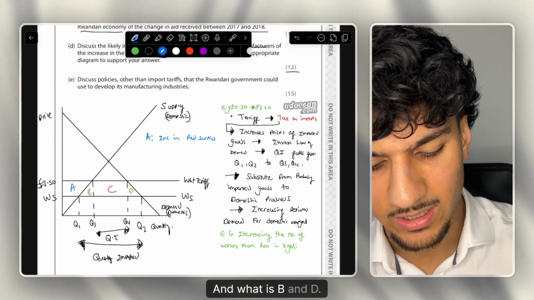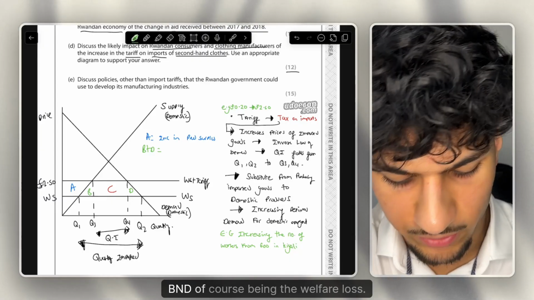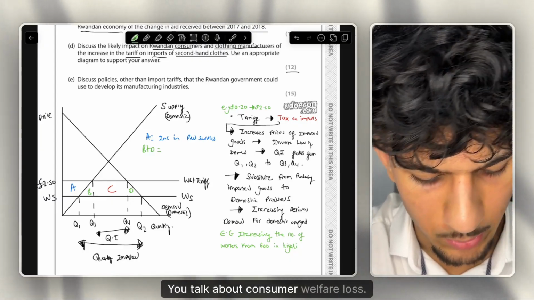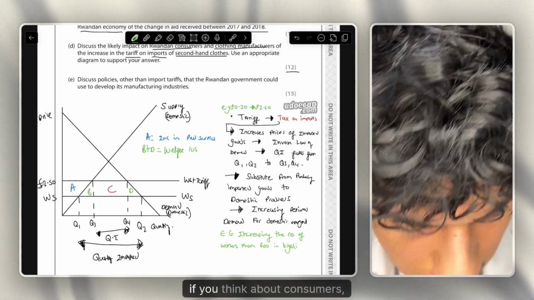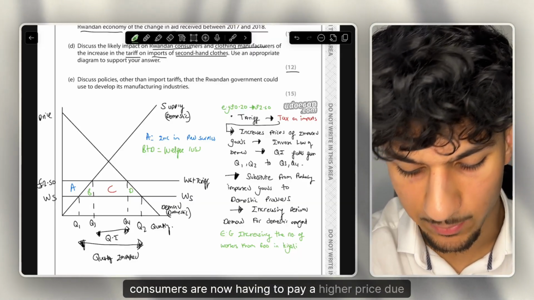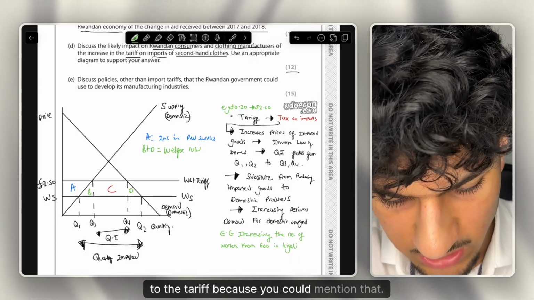Then what are B and D? B and D, of course, are the welfare loss. You talk about consumer welfare loss. There's not much at A level you need to know about it. Just label it welfare loss. If you think about it, consumers are now having to pay a higher price due to the tariff. Thus, you could mention that.